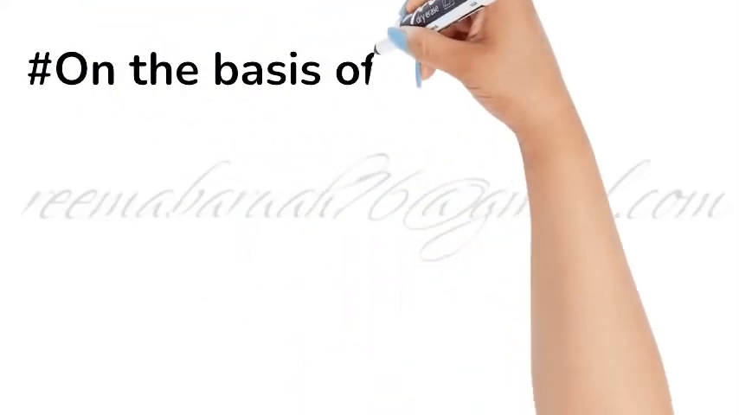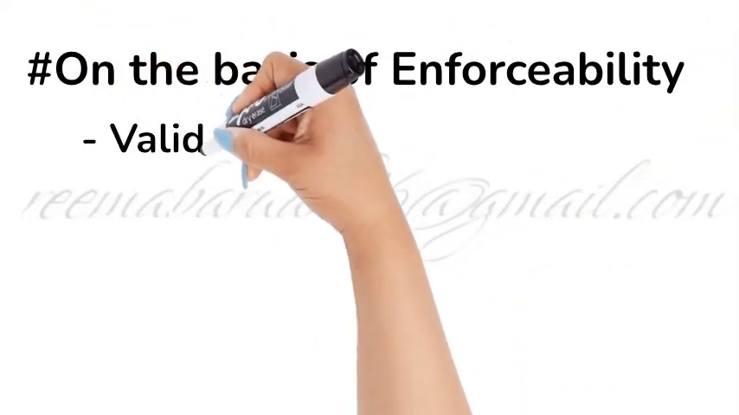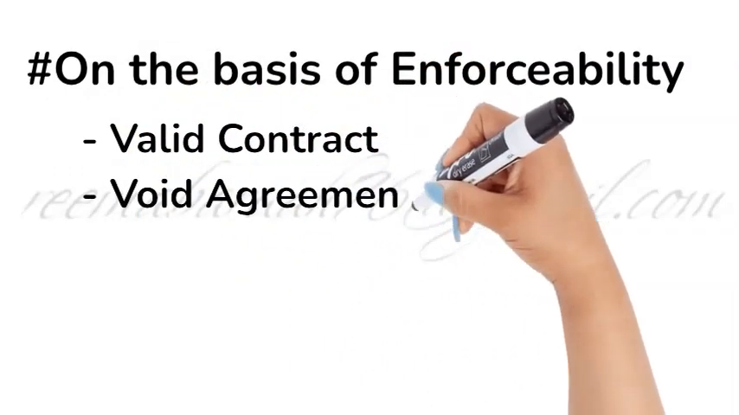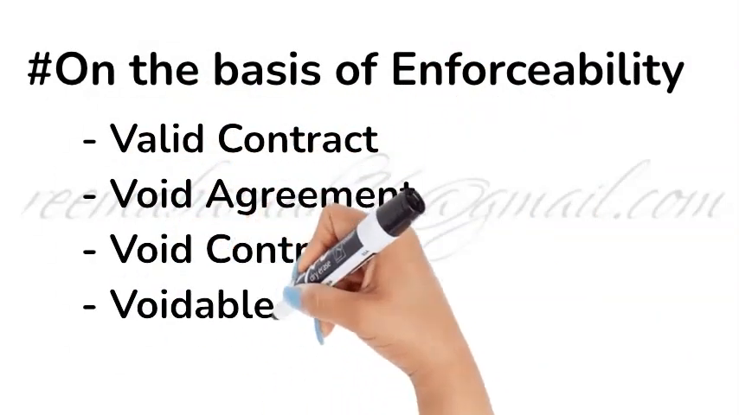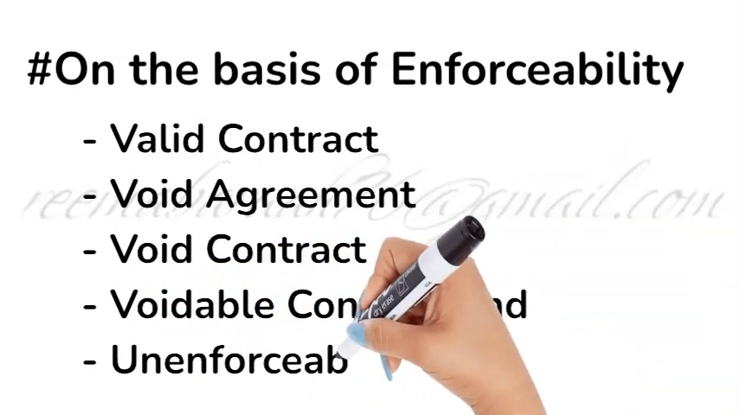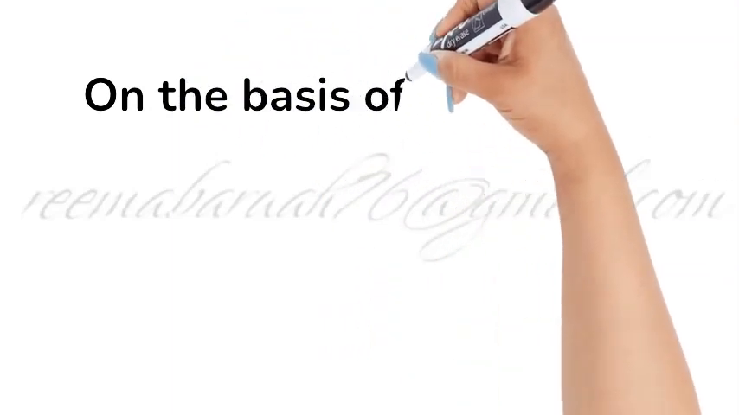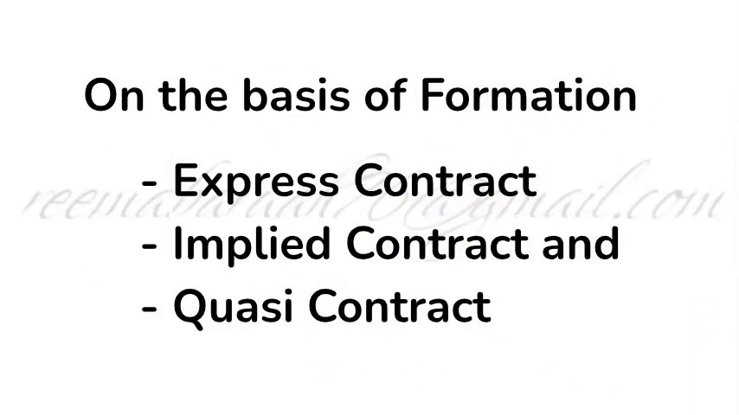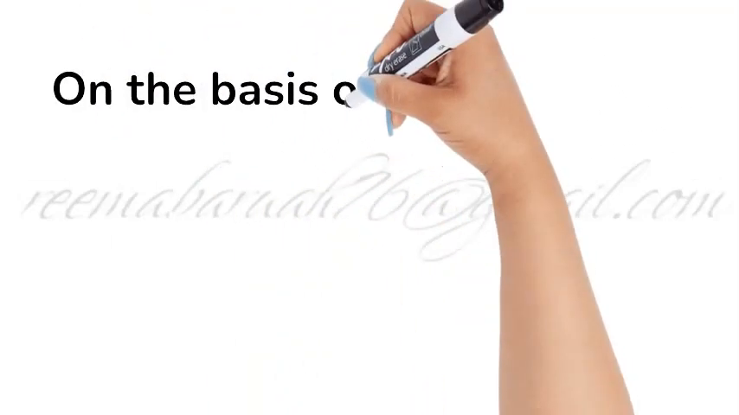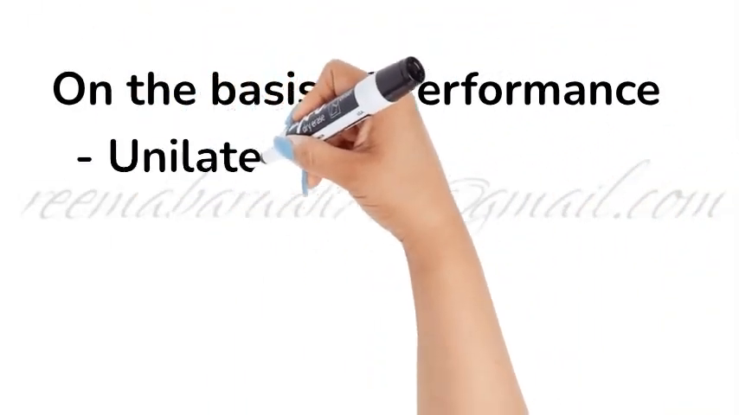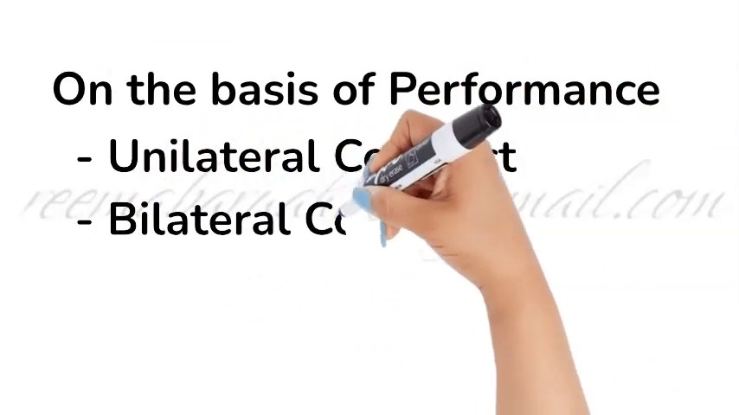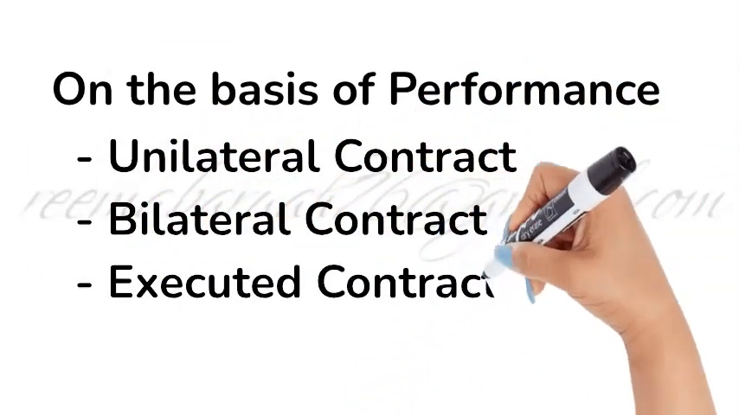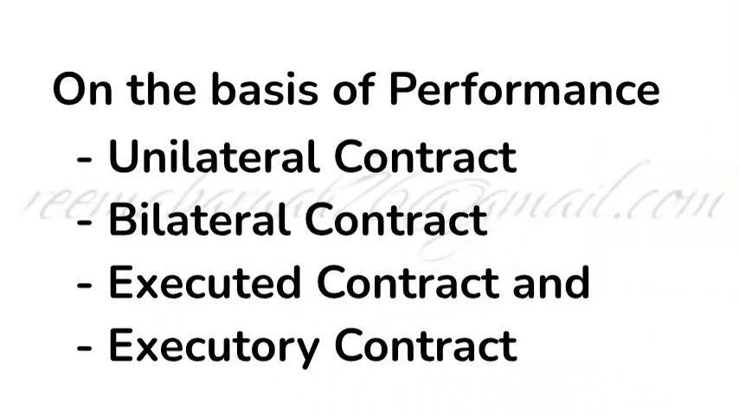On the basis of enforceability, there are 5 types: valid contract, void agreement, void contract, voidable contract, and unenforceable contract. On the basis of formation, there are 3 types of contract: express contract, implied contract, and quasi-contract. On the basis of performance, there are 4 types of contract: unilateral contract, bilateral contract, executed contract, and executory contract.